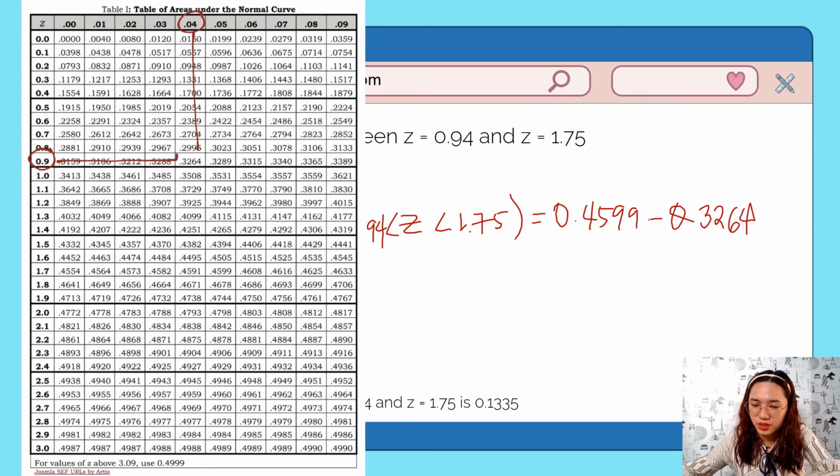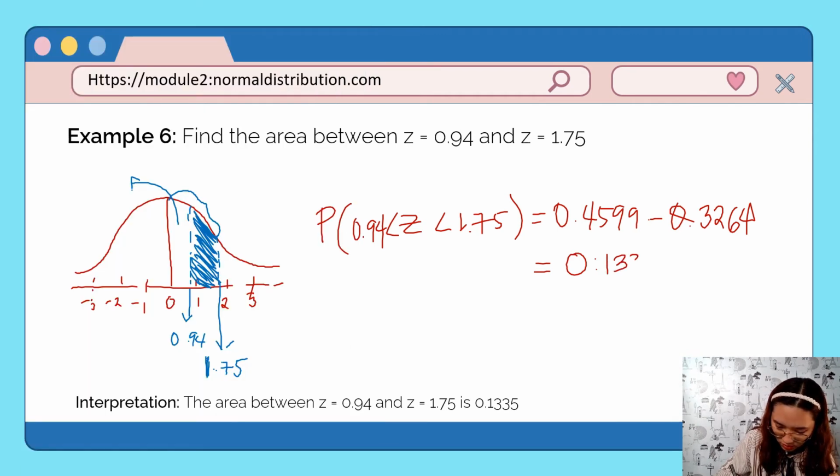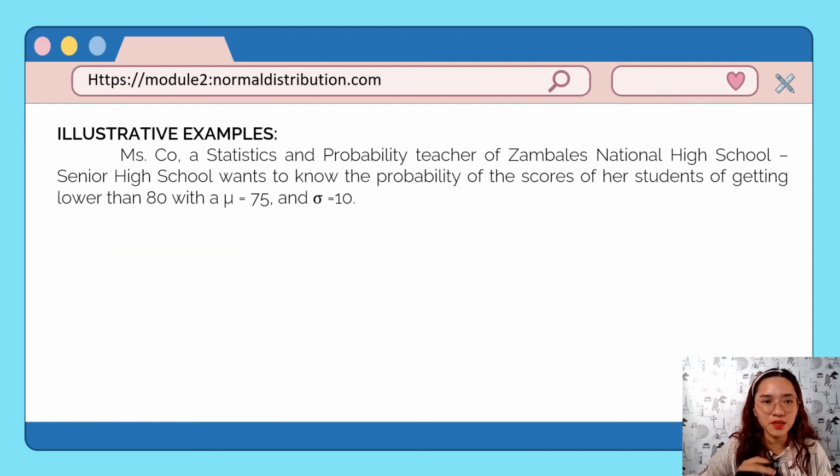0.3264. So, pag minus natin, alright, so the area between 0.94 and 1.75 is 0.1335, or that is 13.35%. Let's have some illustrative real-life examples of finding probabilities under normal curve.